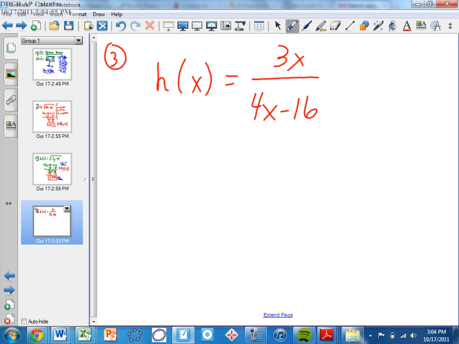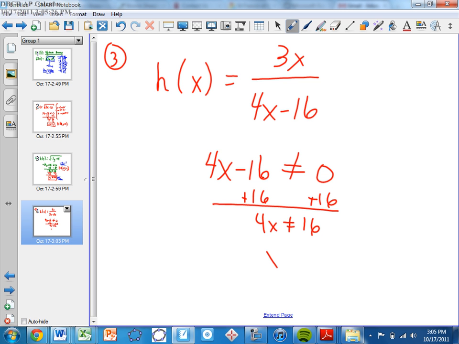How do we do this every time without having to pick a number? Let's take a look. We say the denominator cannot equal 0. Whatever the denominator is, you set that not equal to 0. Again, to find our exclusion here, we set it not equal to 0. Continue to solve. Plus 16.